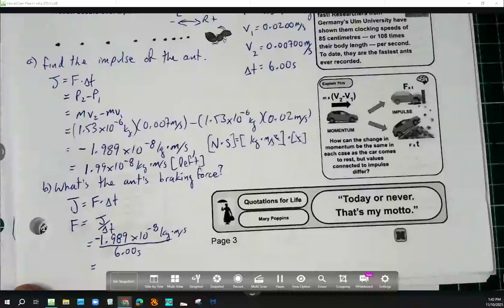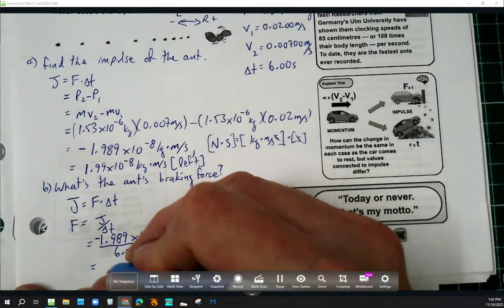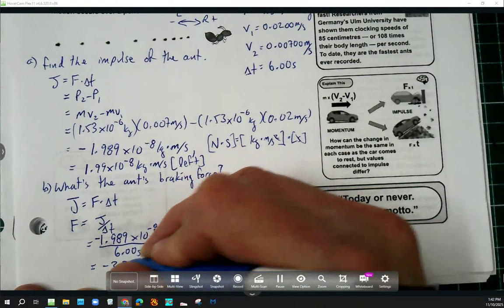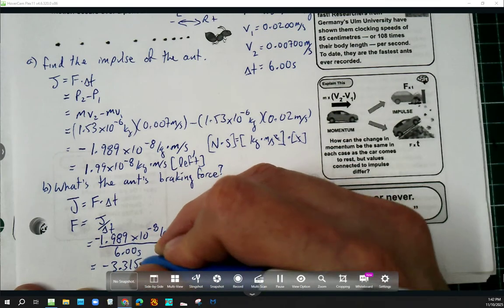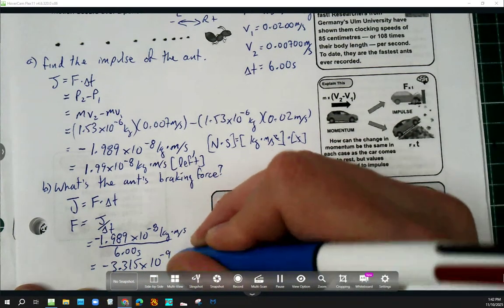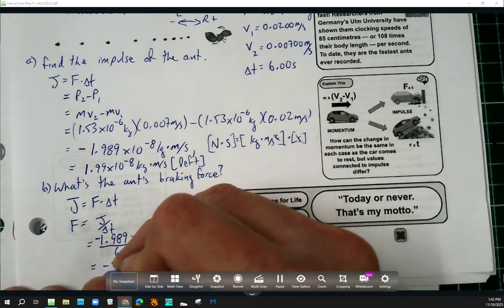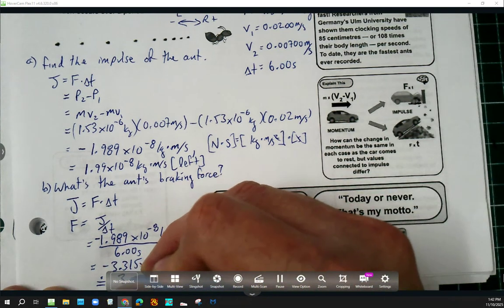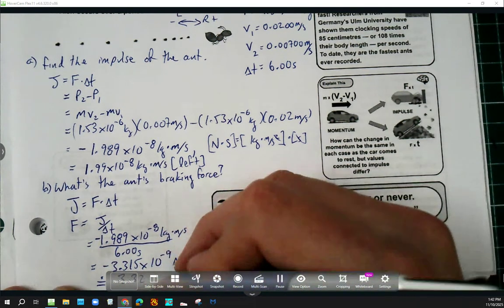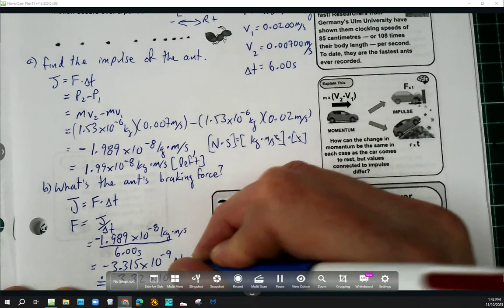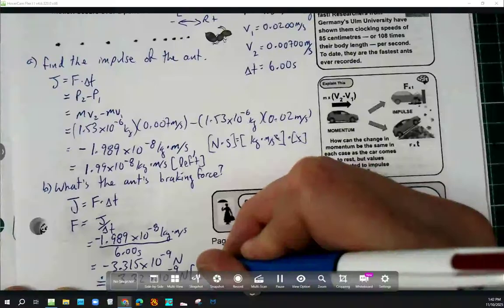And again, check my numbers, make sure that I've got this right. I get negative 3.315 times 10 to the power of negative 9 newtons, or approximately, I could say 3.32 times 10 to the power of negative 9 newtons to the left.